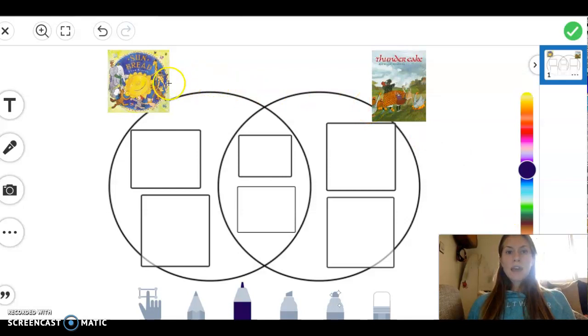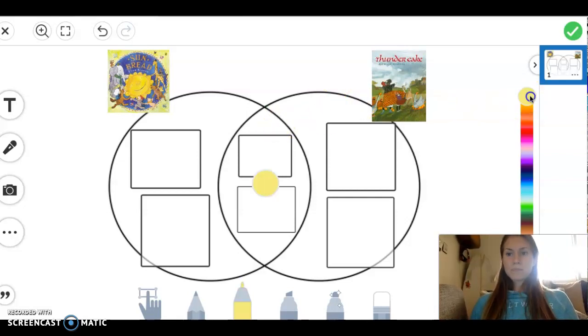So something that I know both of these books have that are the same is that both of the books have something to do with weather. So I'm going to put a sun, a cloud, snow, because there was snow in Sunbread at the beginning. I'm going to do a snowman. Okay. So both of these books have something to do with weather changing, okay?